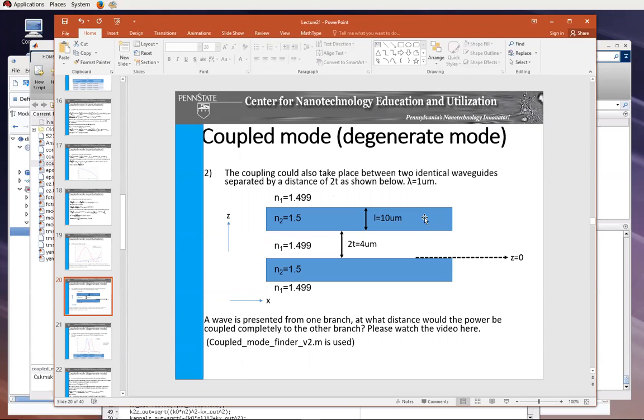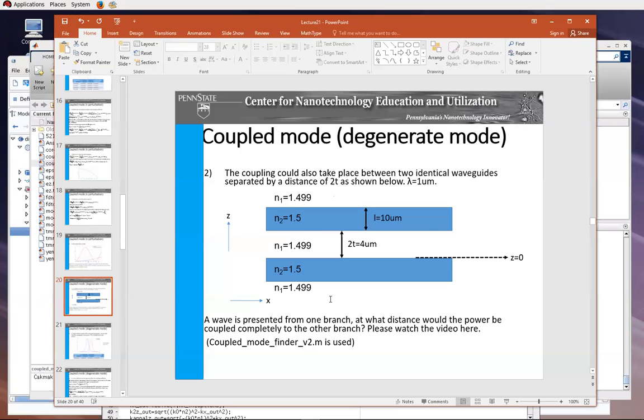In this case, we are working with a slightly different problem. The main idea is to find out how much of the input light would be coupled to the other branch. So let's say that we are applying the electric field from this port, and nothing from this one. So we are interested in finding what would be the fields at the output here. As you can see, we have two identical waveguides with these refractive indices, and we have a separation of 4 micrometers, and the operational wavelength is 1 micrometer.